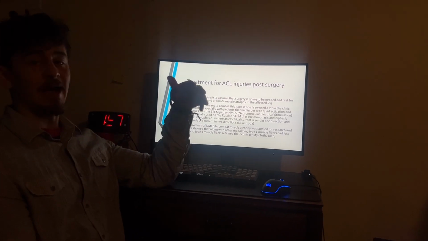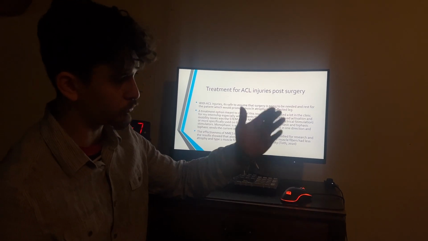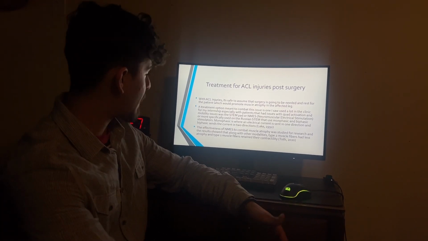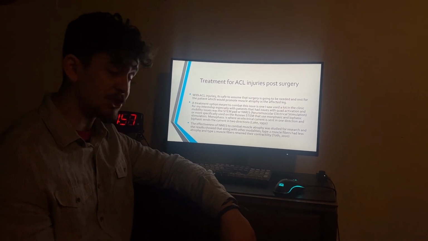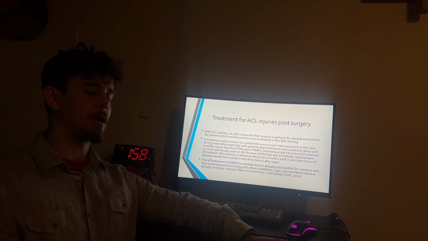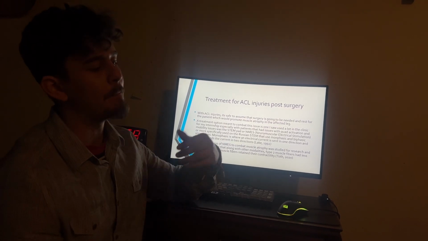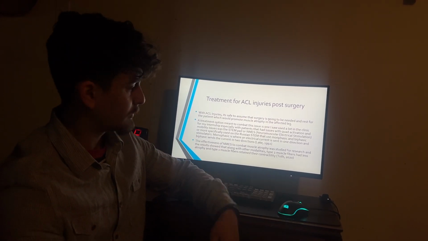And so to combat this, or to get the quad activated without causing a change in the range of motion, they use stim pads or neuromuscular electrical stimulation. And specifically, they use it on the Russian stim, which uses monophasic and biphasic. Monophasic sends the current directly one way, and biphasic sends it both ways.